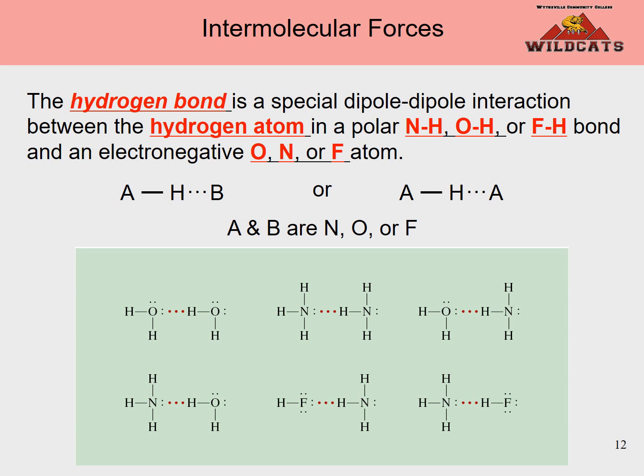Okay, what we're going to do is take a look at a special case of dipole-dipole interaction. It's called the hydrogen bond, and it's specifically between the hydrogen atom and an N-H, O-H, or F-H bond because of the high electronegativity of the oxygen, the nitrogen, or fluorine atoms. So this is, like I said, a special case of dipole-dipole that is extremely dipolar, and so these are a lot stronger than our other forces.